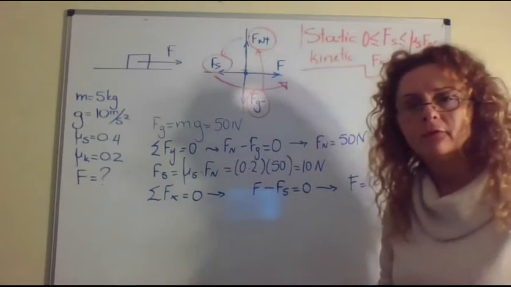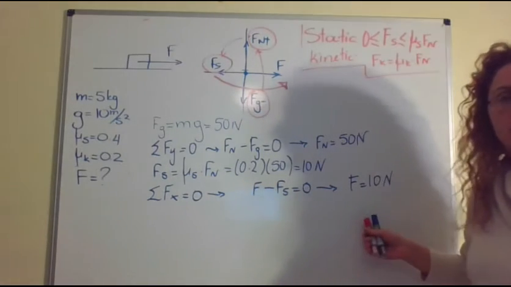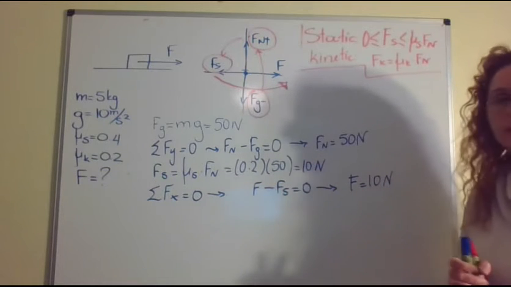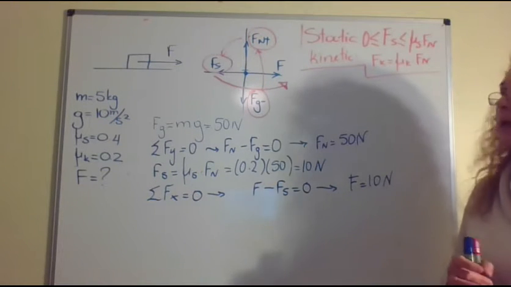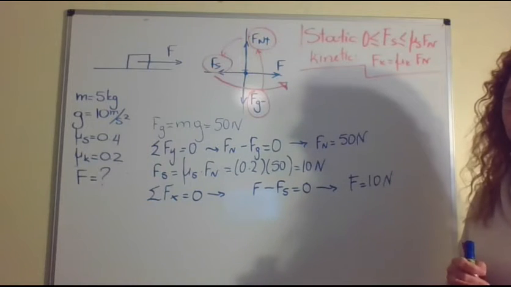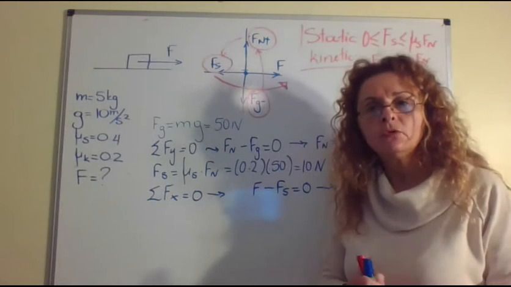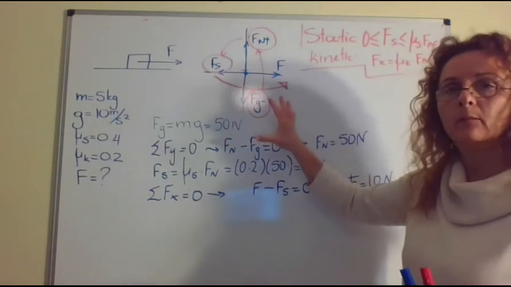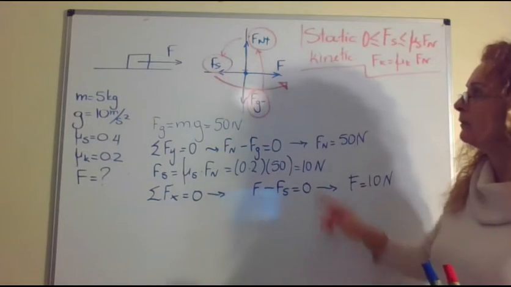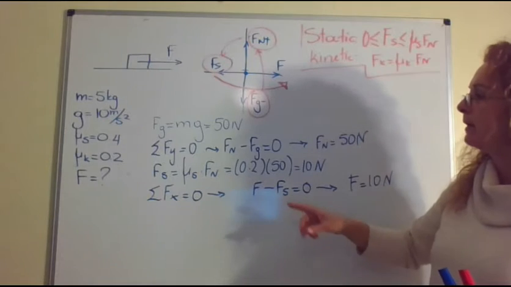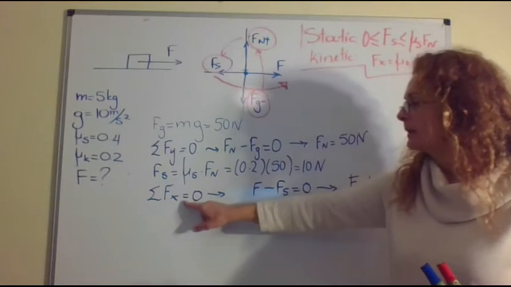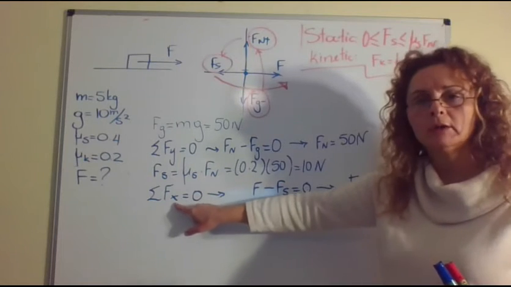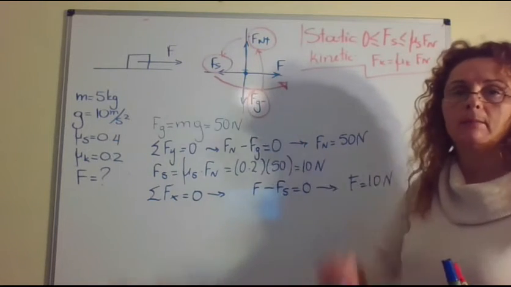So for applying a force up to 10 newtons, friction manages to cancel out my force, and the object will not move. Now, if it moves with a constant speed, the problem is exactly the same, because for as long as there is no acceleration, the sum of forces on the x-axis will be 0. So either not moving or moving with a constant velocity is the same.